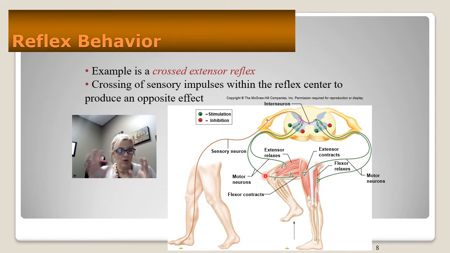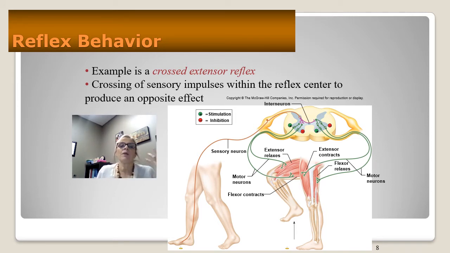And then this is going to tell this one, here your extensor, to contract and the flexor to relax, because remember those are an opposing motion, so that way your leg is contracted enough that it supports your weight. So that's really important, and so it's kind of a complex task. Seems very easy, you pick one leg up, you stand on the other, but your body has to be able to coordinate that where it occurs at the same time, and it does occur automatically, which is really helpful.